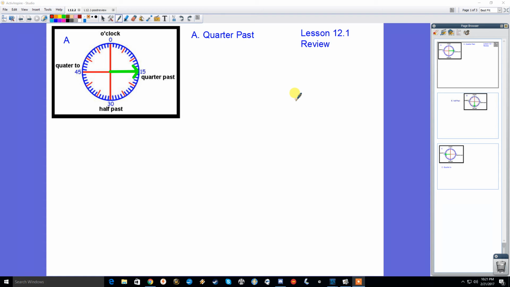Lesson 12-1, three things you need to know. The first term is quarter past. Quarter past means it's 15 minutes past the current time.